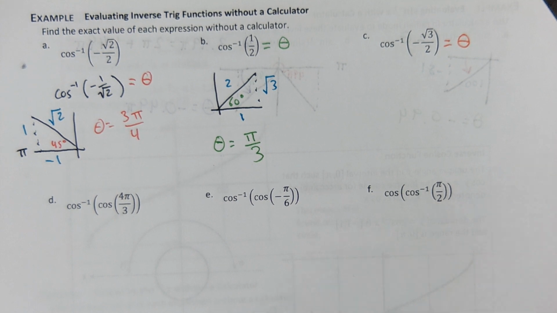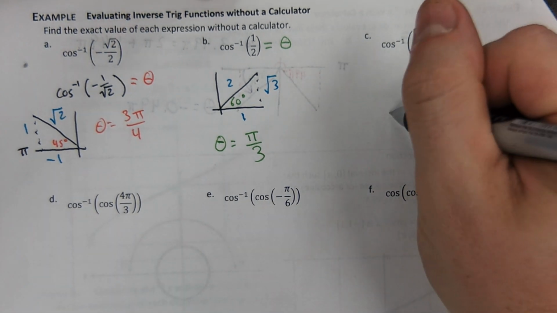There is an angle such that cosine of that angle gets me negative root 3 over 2. What's the first quadrant where cosine would have been negative? Quadrant 2. So that's what we draw. We draw quadrant 2.